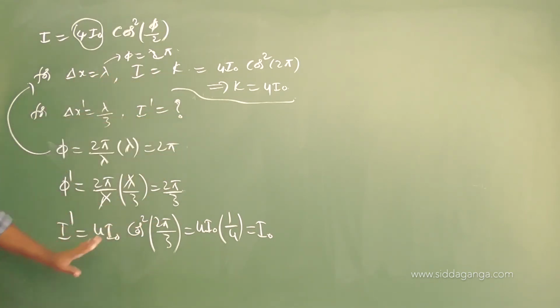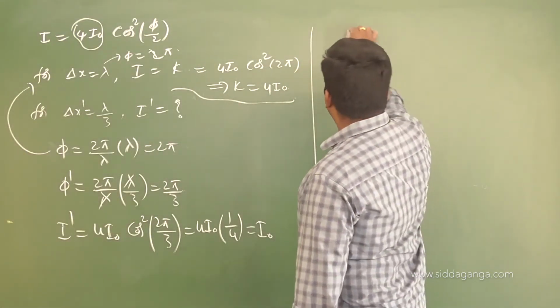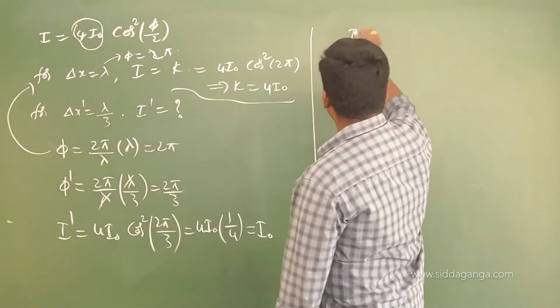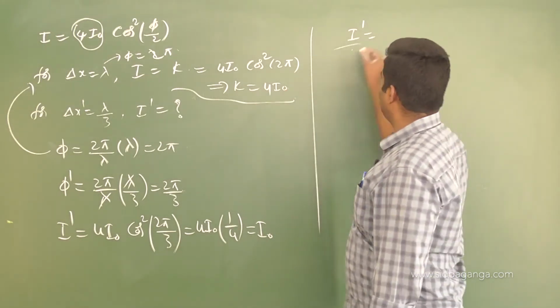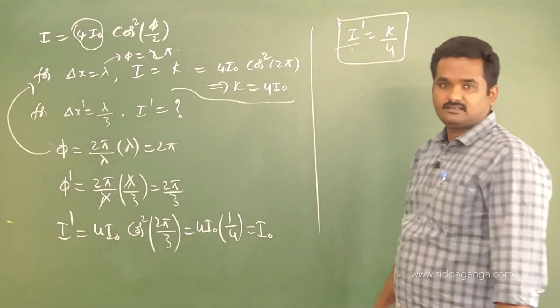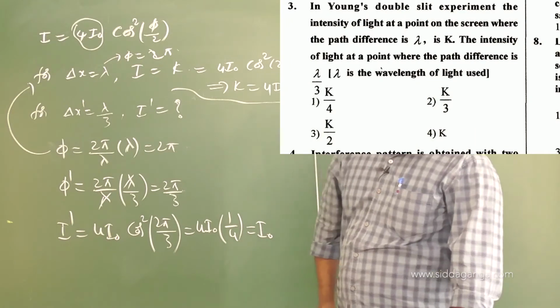Directly in one step we can do it, by taking how the path difference is related with the phase difference. Just for your explanation I am mentioning this entire thing again. They are asking what is the intensity at that point. I dash equals I naught, and I naught is k by 4. So I dash equals k by 4. This is the answer. So which option? K by 4, the first option.